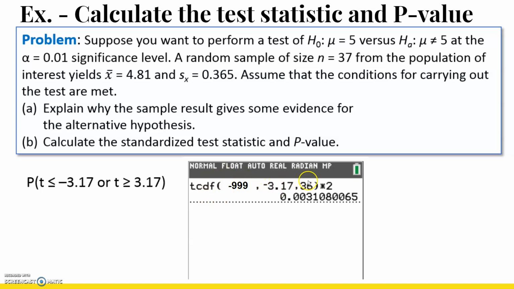Now, because it's a two-tailed test, I multiplied all of this by 2, and you should get an answer of 0.003. And you've got to type in your degrees of freedom of 36. If you don't do the multiply by 2 part at the beginning, you'll get an answer of 0.00155. Here, I just multiplied this by 2, and it gave me my p-value right away.